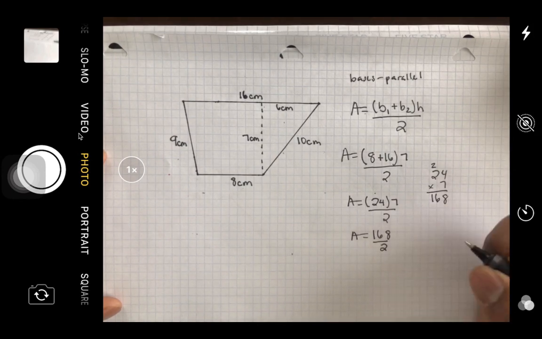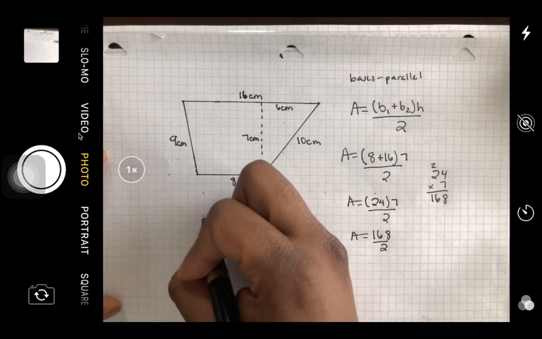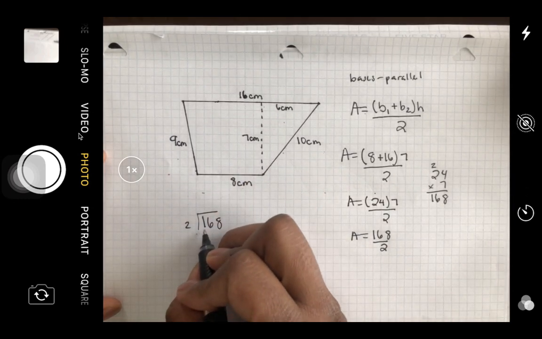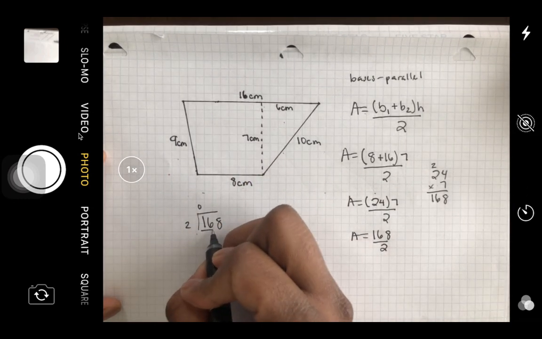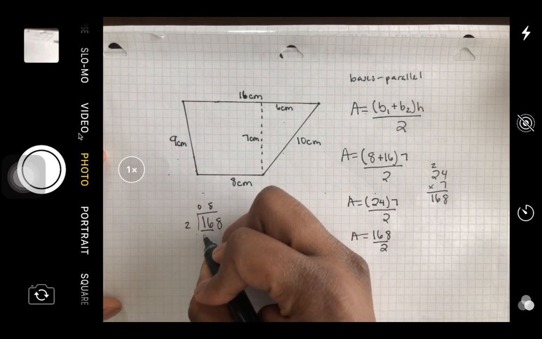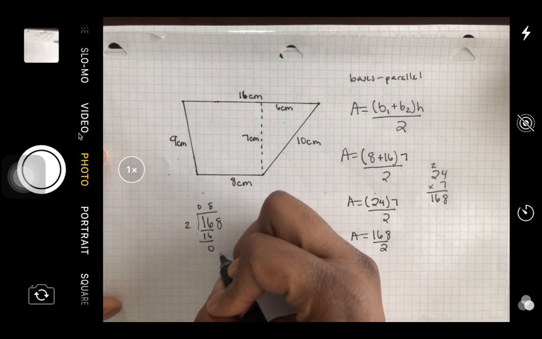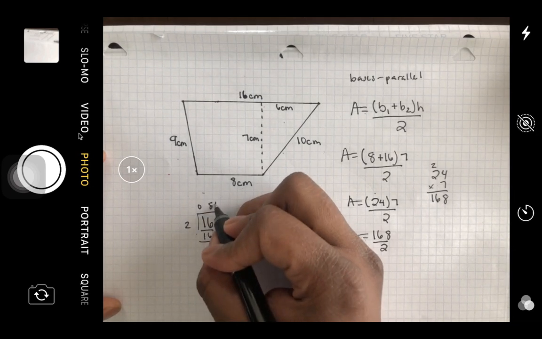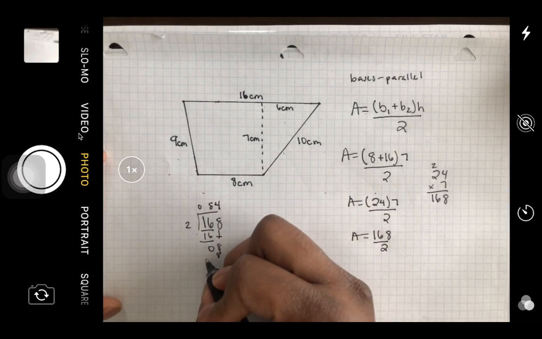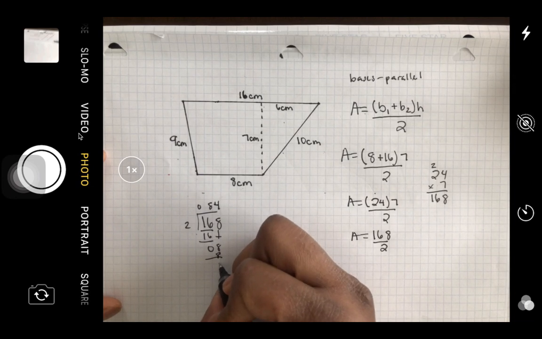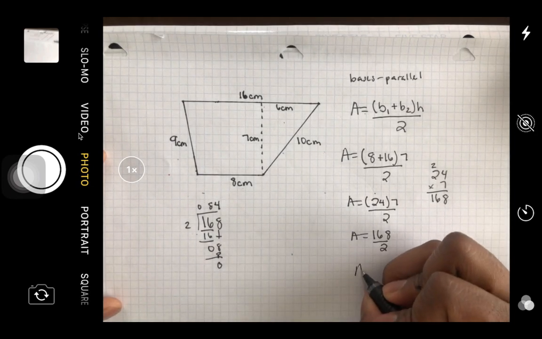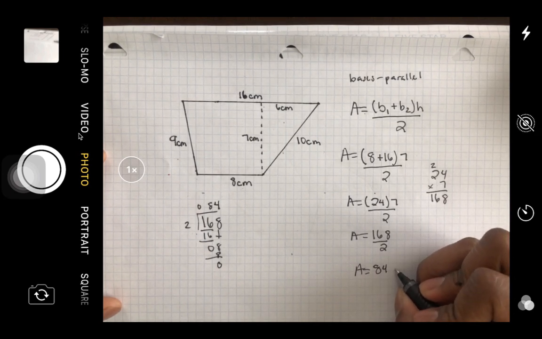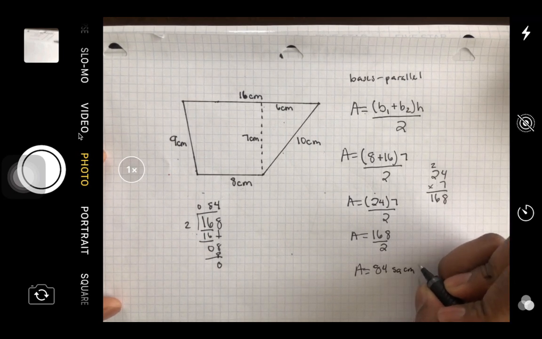My last and final step is to divide by 2. I'm going to do it over here. 168 divided by 2. 2 can't go into 1, but 2 can go into 16 8 times. Subtract, you get 0. Bring down my 8. 2 can go into 8 4 times. 2 times 4 is 8. Subtract, get 0. So my area for this trapezoid is 84 square centimeters.